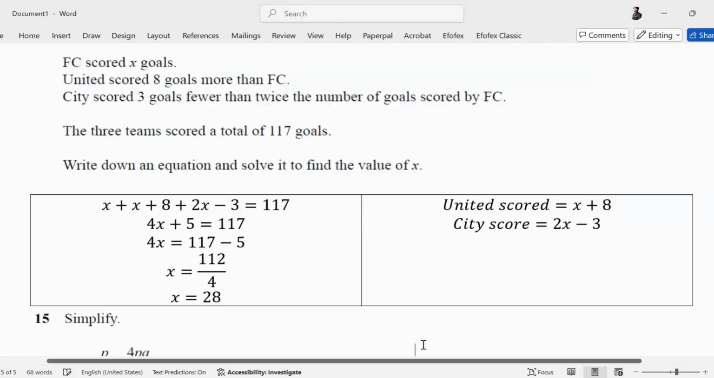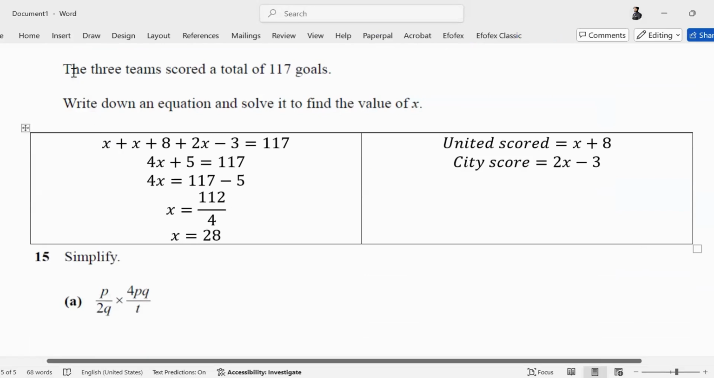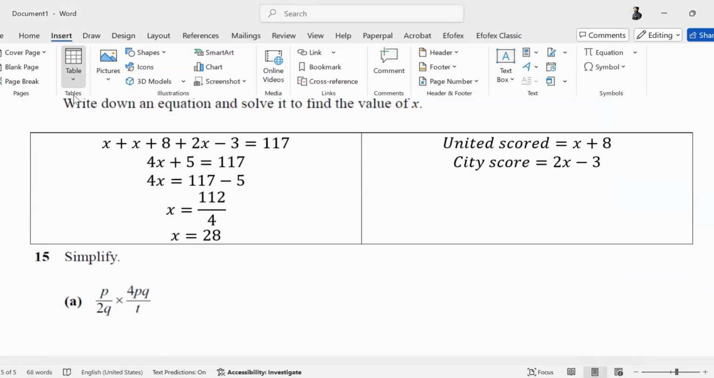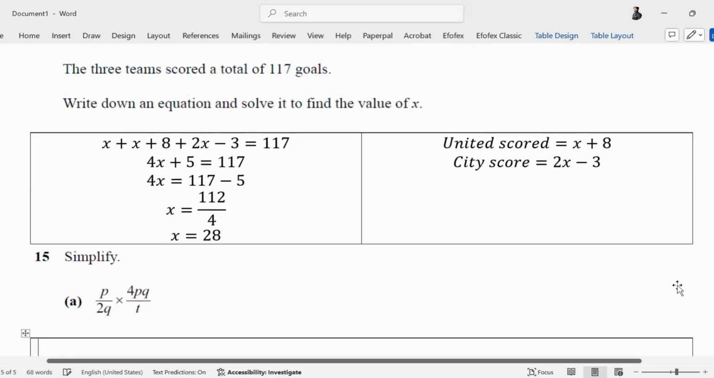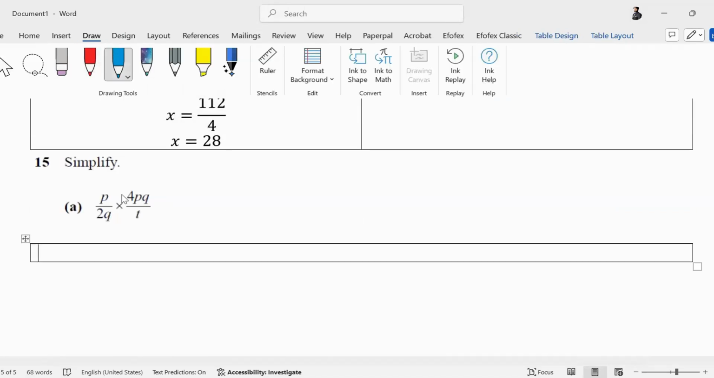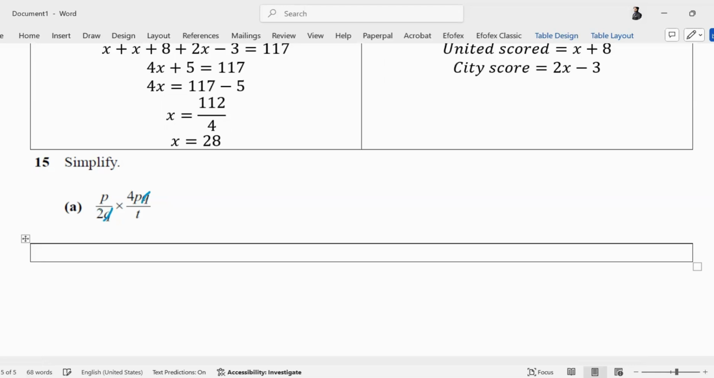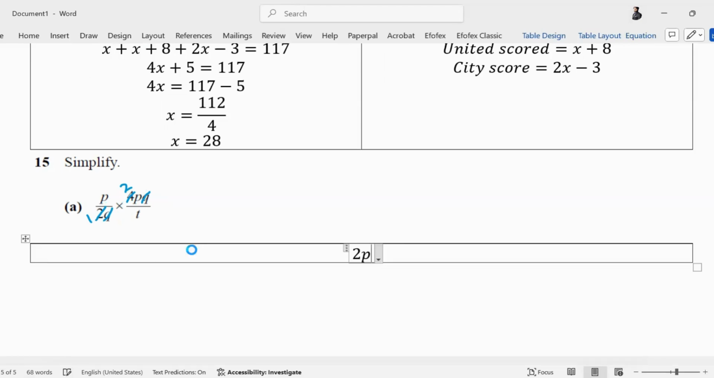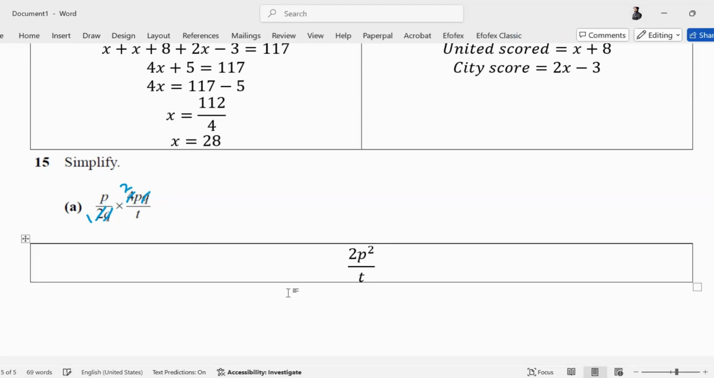Moving on to question number 15. Simplify this. Okay, we can cross cancel when we are multiplying fractions. So if I just cancel this q with this q cubed and this 2 with this 1. This is 2. Now p will multiply by 2p and I'll have a t in the denominator, so that will be 2p squared upon p. And this is how we can simplify this.